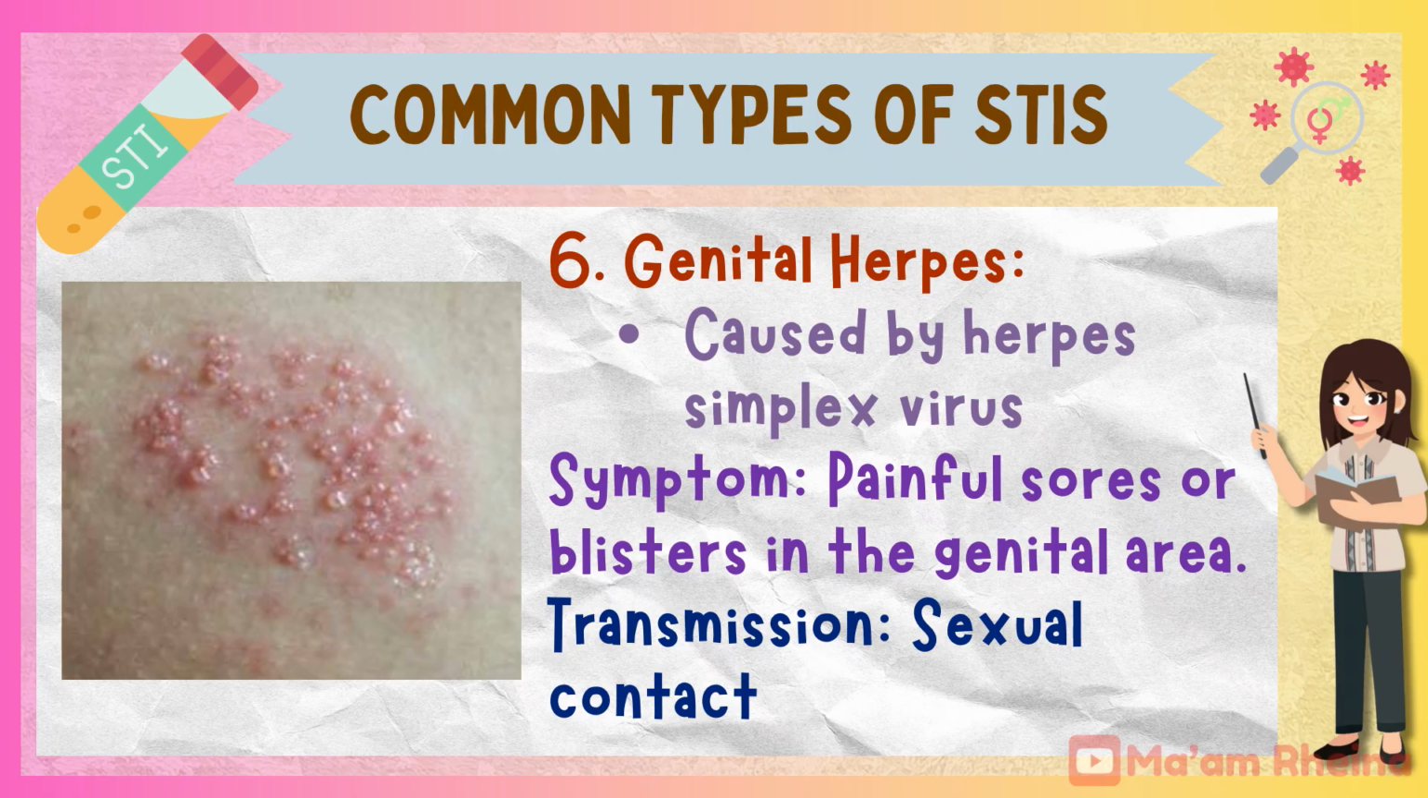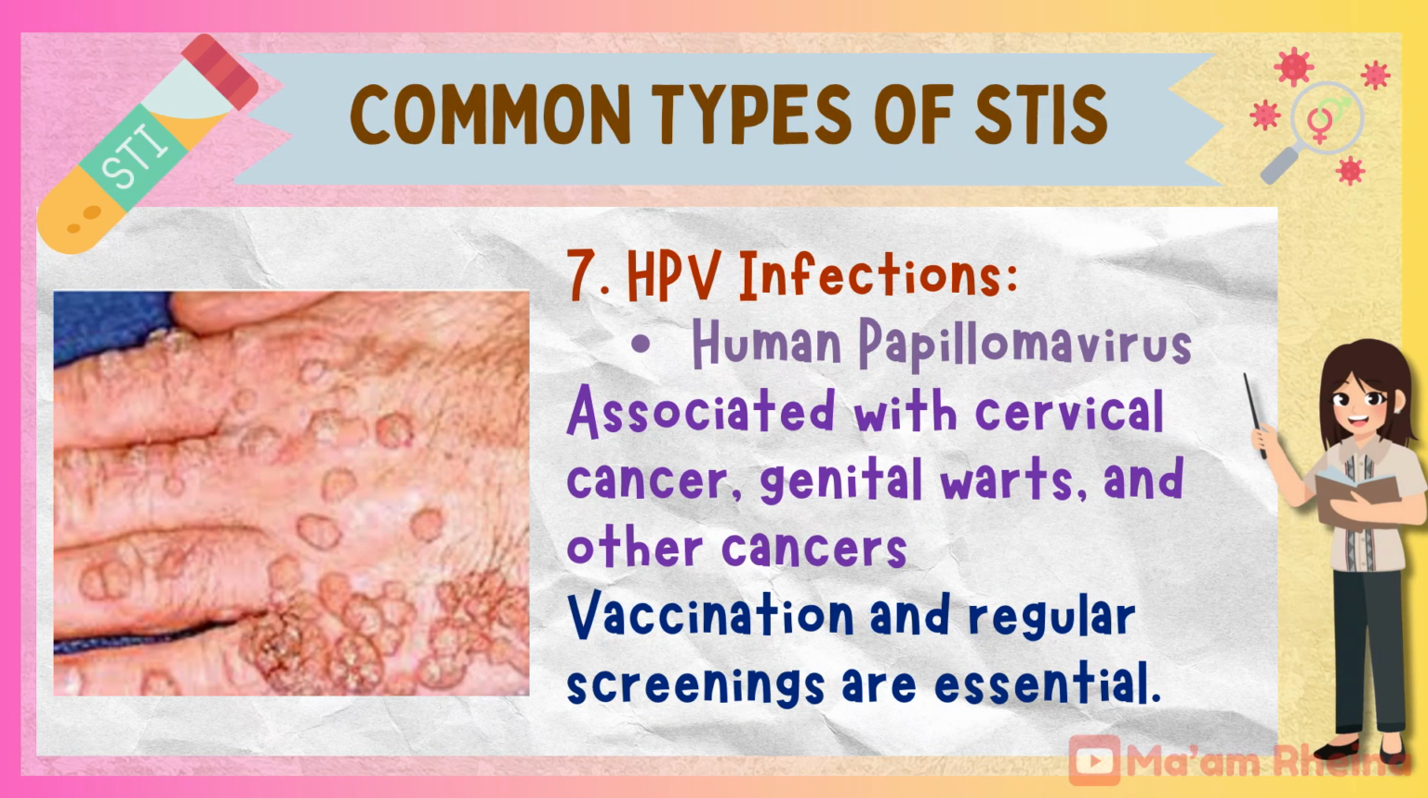6. Genital herpes. Causative agent: herpes simplex virus, HSV, usually HSV2. Symptoms: painful blisters or sores in the genital or anal area. Itching, flu-like symptoms. Transmission: skin-to-skin or sexual contact, even without visible sores. Complications: recurrent outbreaks, emotional distress. Prevention: avoid transmission to newborns, avoid sex during outbreaks, antiviral medication.